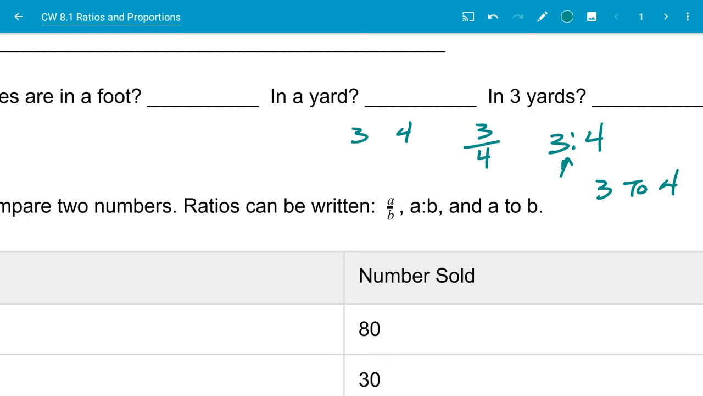Like, I could say if I had 3 boys in the class and 4 girls in the class, the ratio of boys to girls is 3 to 4. It's just 3 to 4 there. So that's what that is talking about with ratios.